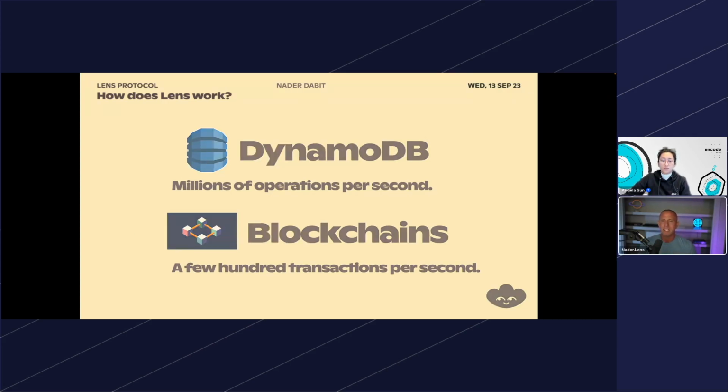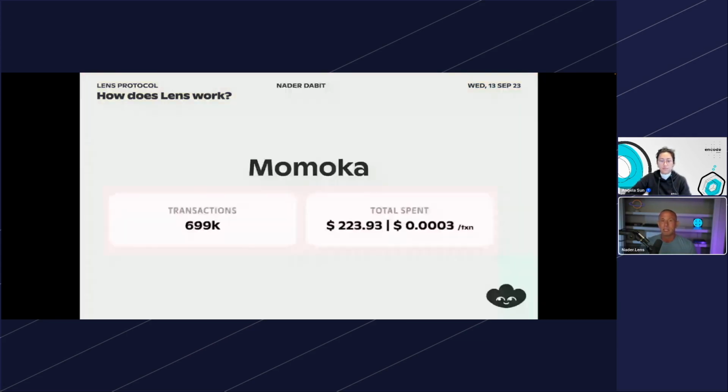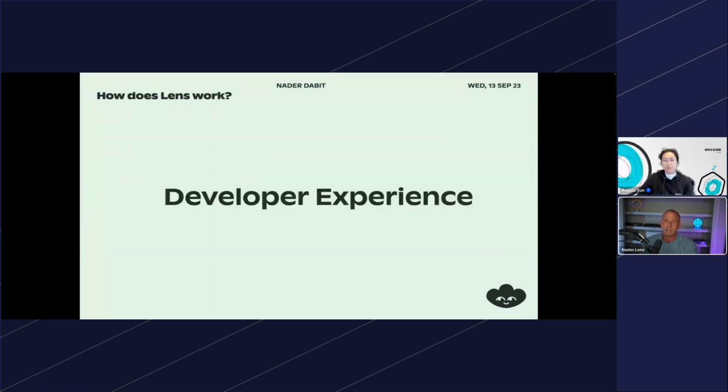So this infrastructure is something we released at the end of last year called Momoka. And like I mentioned earlier, the average transaction cost is 0.0003 cents per transaction. So for around 700,000 transactions, our infrastructure cost was around $223, which is orders of magnitude cheaper than almost any other blockchain that's out there. So therefore, we're able to subsidize these transactions.